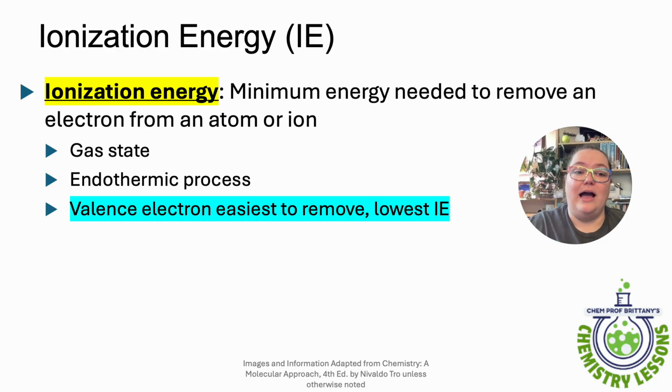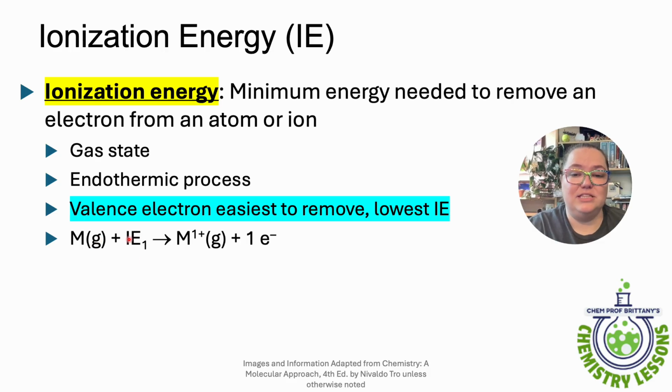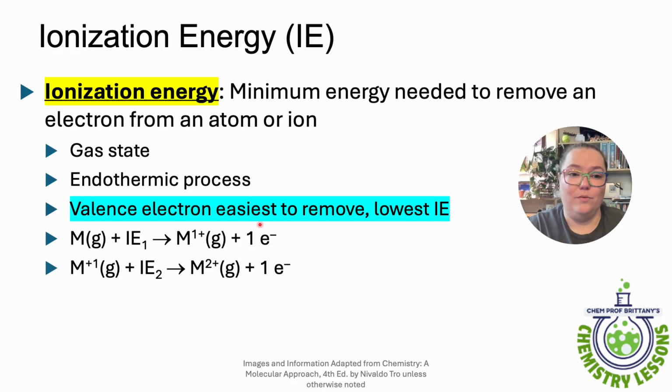So our valence electrons are the easiest to remove. They'll have the lowest ionization energy, and it looks like this. Right? So we have whatever it is in a gas form, plus the amount of ionization energy that we put in. So energy goes in, an electron is removed, and now we have a 1 plus ion and 1 electron. Right? So we can then remove a second electron. So we'll have our 1 plus ion in a gaseous state, input the ionization energy there, and then have our 2 plus ion plus another electron.